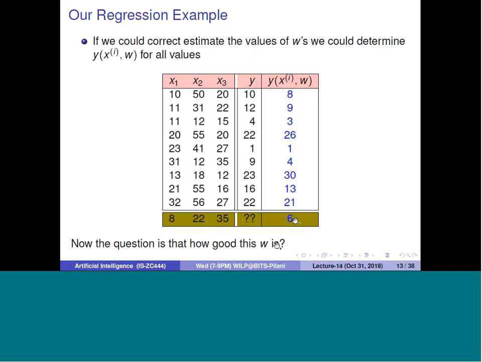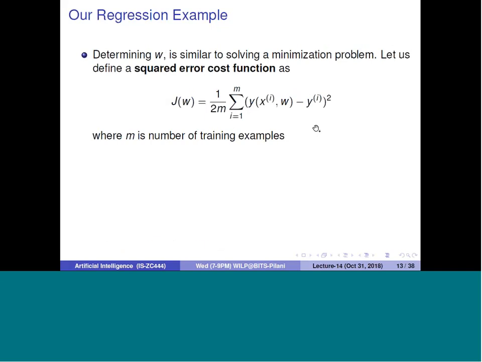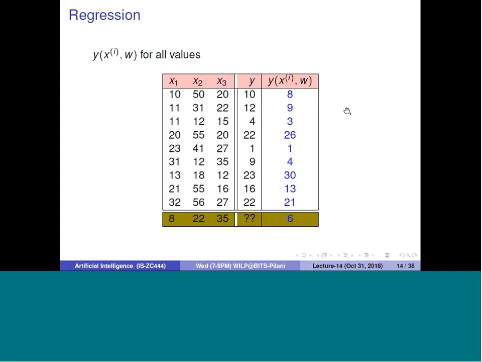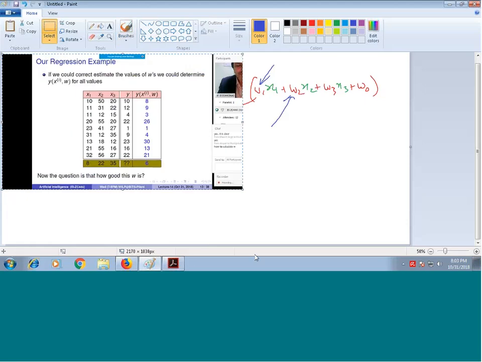But then somebody may ask how good this W is. So how to find out how good this W is? Whatever value you find out, you see what is the actual value, what is the difference, and the difference should be minimized. So how good is it? To answer this question, the difference for the first thing is 2, here the difference is 3, here the difference is 1.